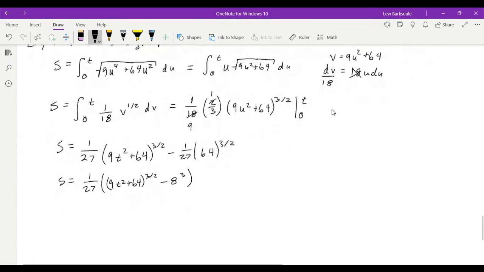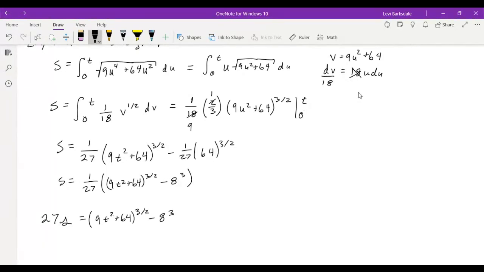In order to find the arc length parametrization, we need to find t in terms of s. Right now we have s in terms of t. We need to flip this function around and isolate t. So in order to do that, we'll start by multiplying both sides by 27. I'm going to start writing my s's in cursive so you can tell them apart from 5s. 27s equals 9t squared plus 64 to the 3/2 minus 8 cubed.